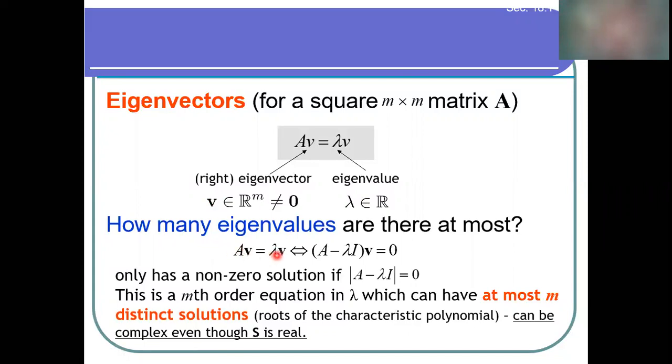So AV is equal to lambda times V if and only if (A minus lambda times the identity matrix) times V is equal to zero, which has a non-zero solution if the determinant of this expression is equal to zero. So in that case, from here we have an eigenvalue equation in terms of powers of the eigenvalue lambda. That is, there is an algebraic equation in terms of lambda powers. So we have at most m distinct solutions. We can say this is the characteristic equation, and it has at most m solutions.